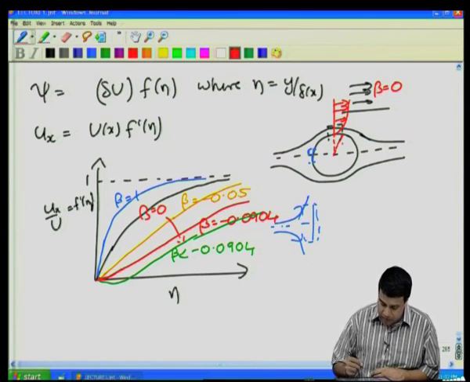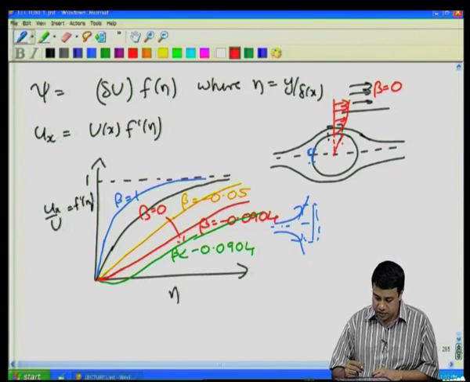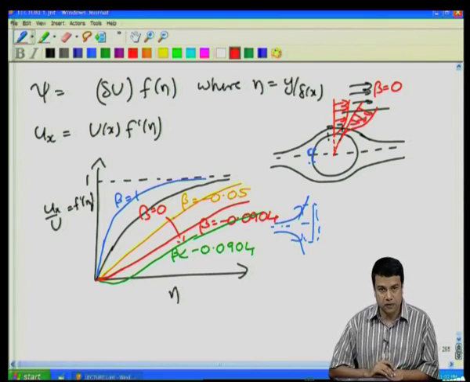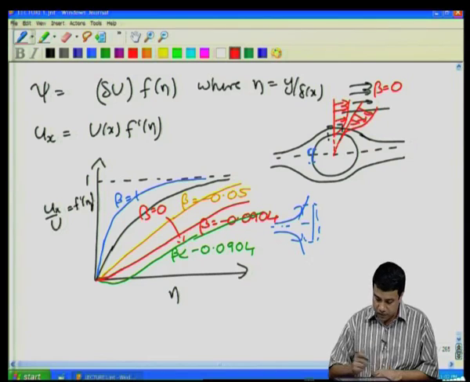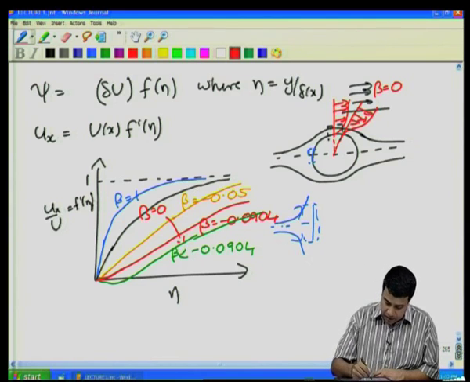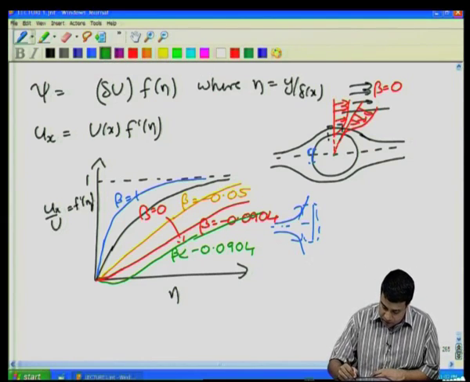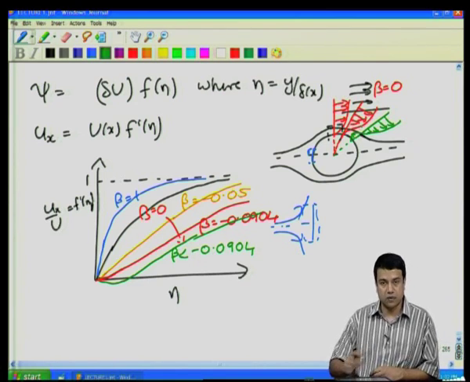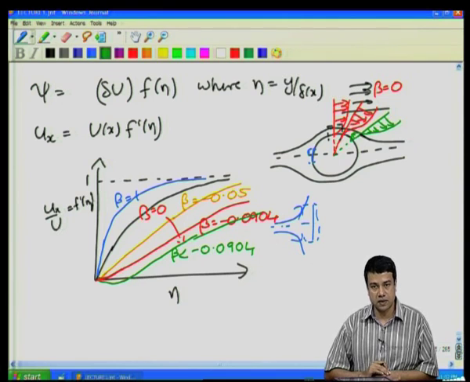At some location here, beta becomes equal to minus 0.0904. That means that at this location, the shear stress itself at the surface is equal to 0. If you go a little further downstream, beta becomes less than minus 0.0904, and you end up with a recirculating region. Very close to the surface, the velocity is actually opposite to the free stream velocity. You end up with a recirculating region.